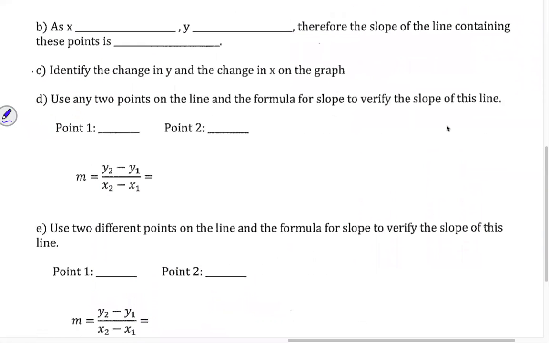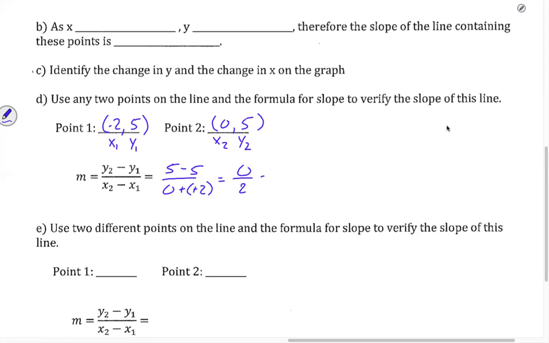So point number 1 was negative 2, 5, and point number 2 was 0, 5. So we label x1, y1, x2, y2. And we're going to go ahead and substitute. So we're going to do 5 minus 5 over 0 minus negative 2. 5 minus 5 is 0 over 2. Well, that's 0. So my slope is 0.